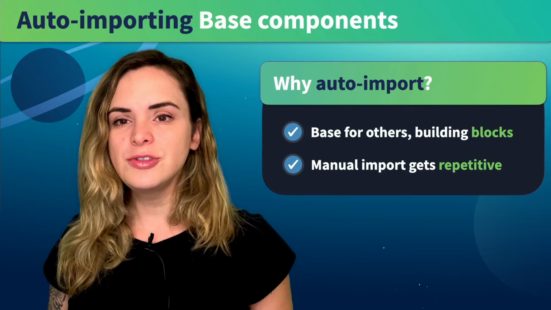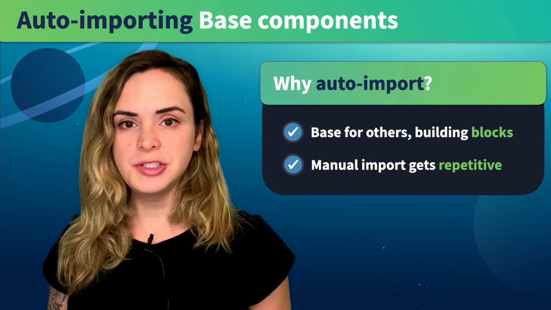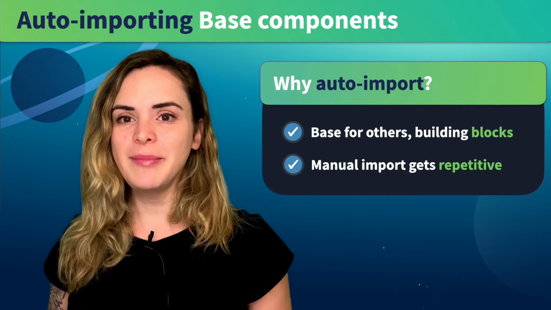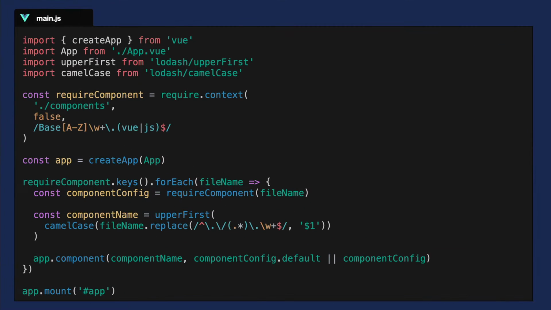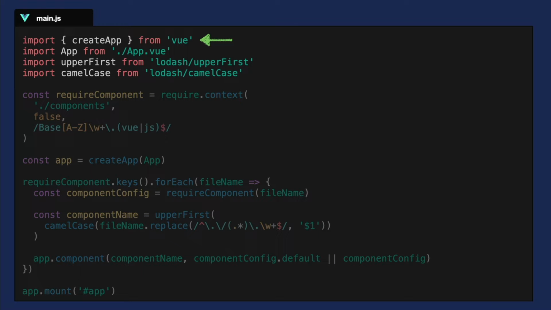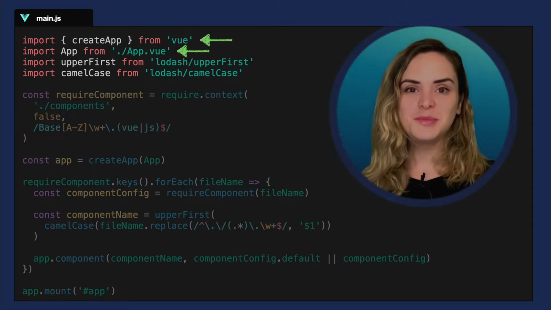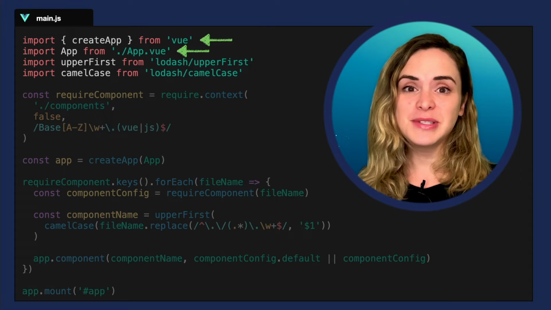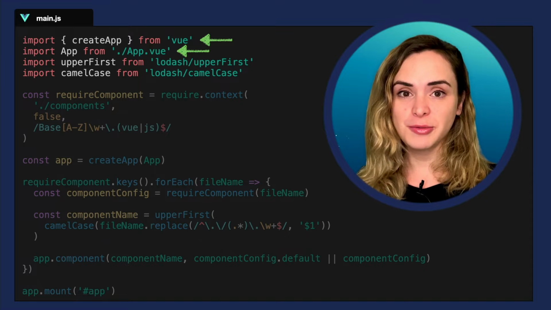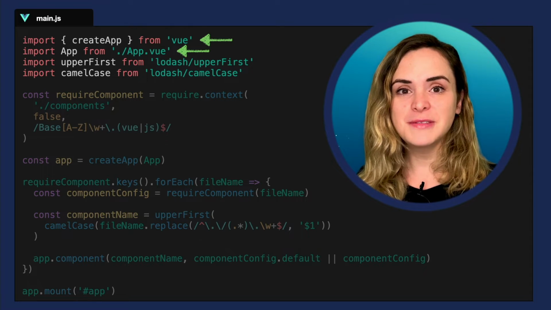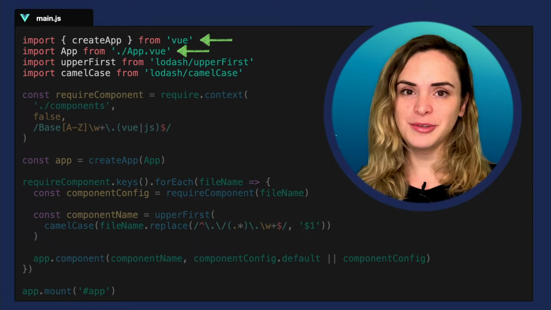Let's navigate now to the main.js file of our project and take a look at what's happening in there together. First, we import createApp from Vue in order to create and later mount our application. We also import the App.vue component to set it as the entry point of our application. Please note that this is not specific for auto-importing components, but part of the process for creating and mounting our Vue 3 application.